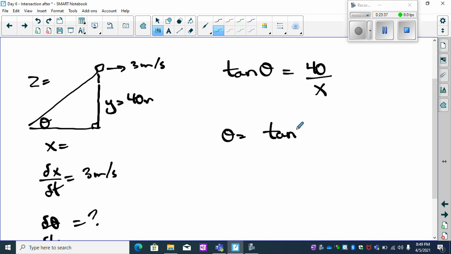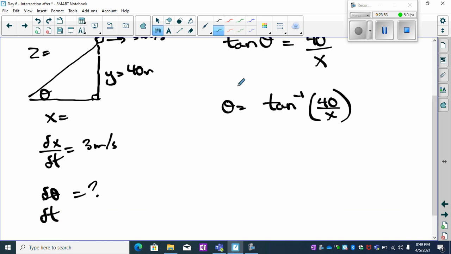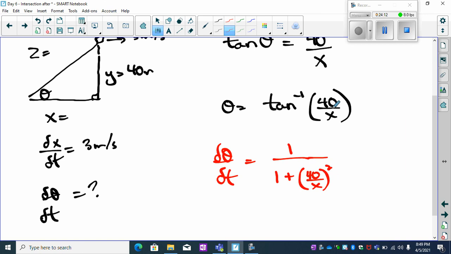I prefer to rewrite the function like this. If tangent theta equals 40 over x, theta is going to equal the inverse tangent of 40 over x. And this is a pretty easy derivative. So now I can go d theta over dt equals, remember the rule for inverse tangent, it's 1 over 1 plus u squared, so my u value would be 40 over x, I'm going to square that, times du, so the derivative of 40 over x, that's like this.